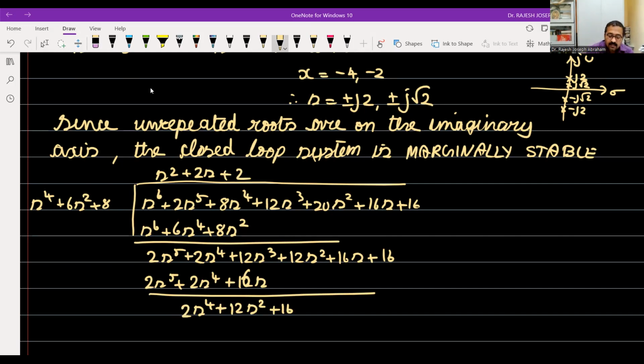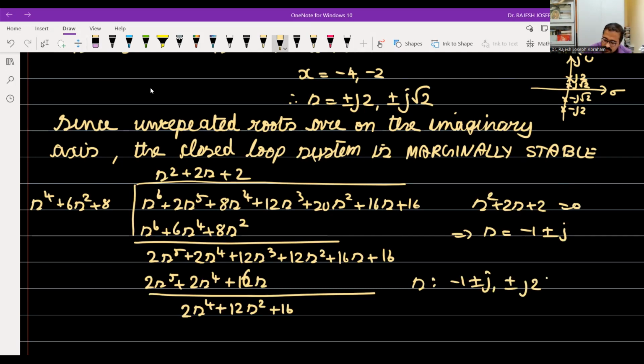So the remaining factor of the original characteristic polynomial is s square plus 2s plus 2. So if you factorize that, s square plus 2s plus 2 equal to 0, you will get your s as minus 1 plus minus j. Okay, so where are the closed loop poles? Closed loop poles are at s is equal to minus 1 plus minus j, plus minus j2 and plus minus j root 2. Okay, so system is not stable, system is marginally stable.